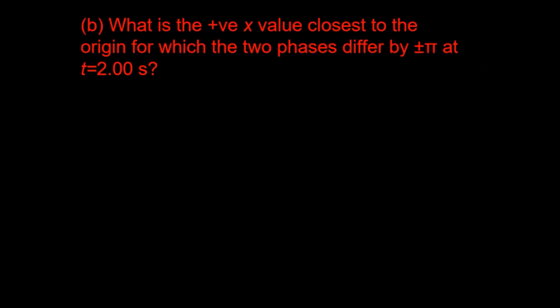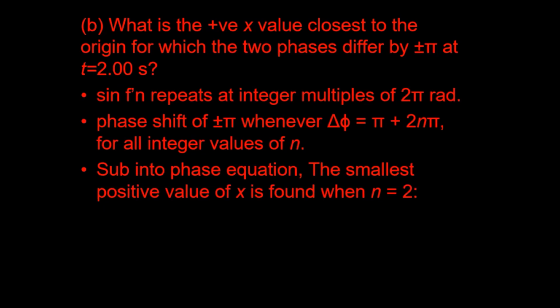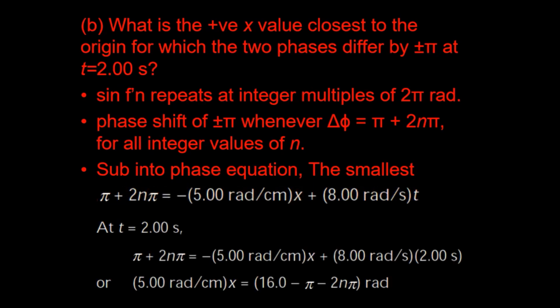The second part asks what is the positive x value closest to the origin for which the two phases differ by plus or minus pi at t equals 2. Well, our sine function is going to repeat every 2 pi, so a phase shift of plus or minus pi will exist whenever delta phi is equal to pi plus 2n pi, and that'll be true for all integer values of n. If we sub into our phase equation again, then the smallest case will be pi plus 2n pi, which is equal to minus 5x plus 8t.